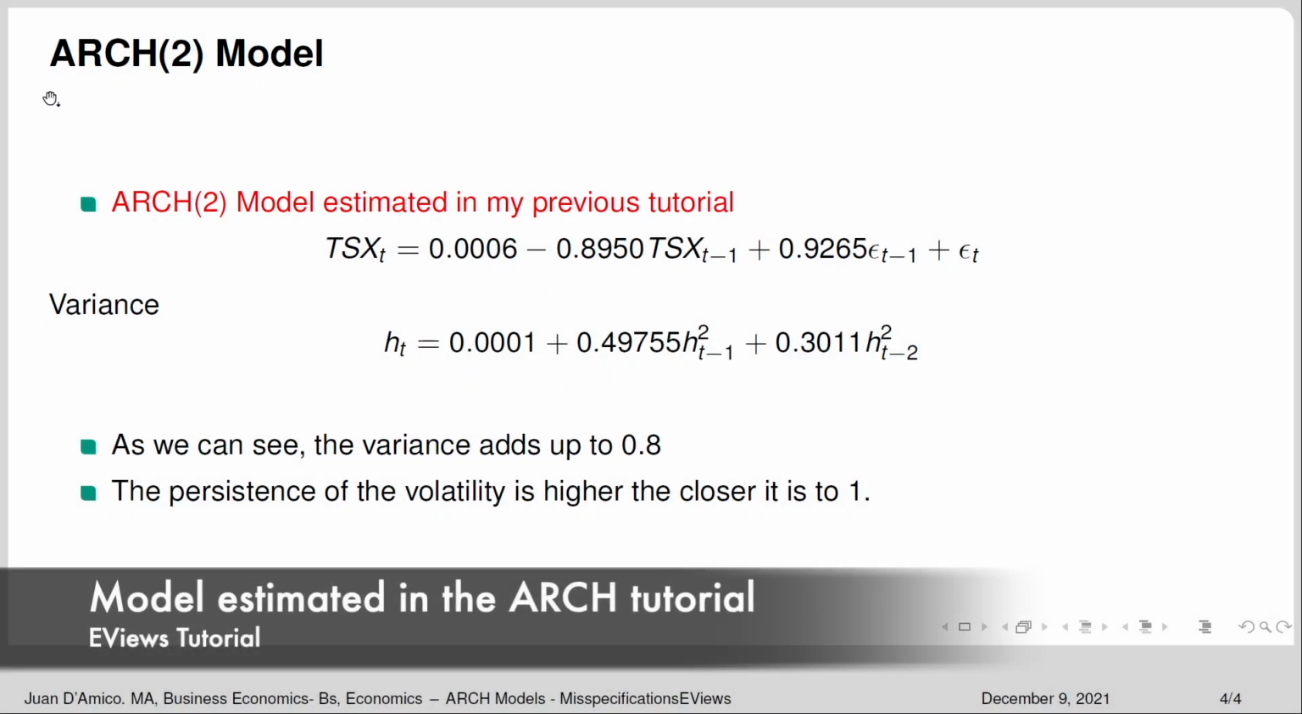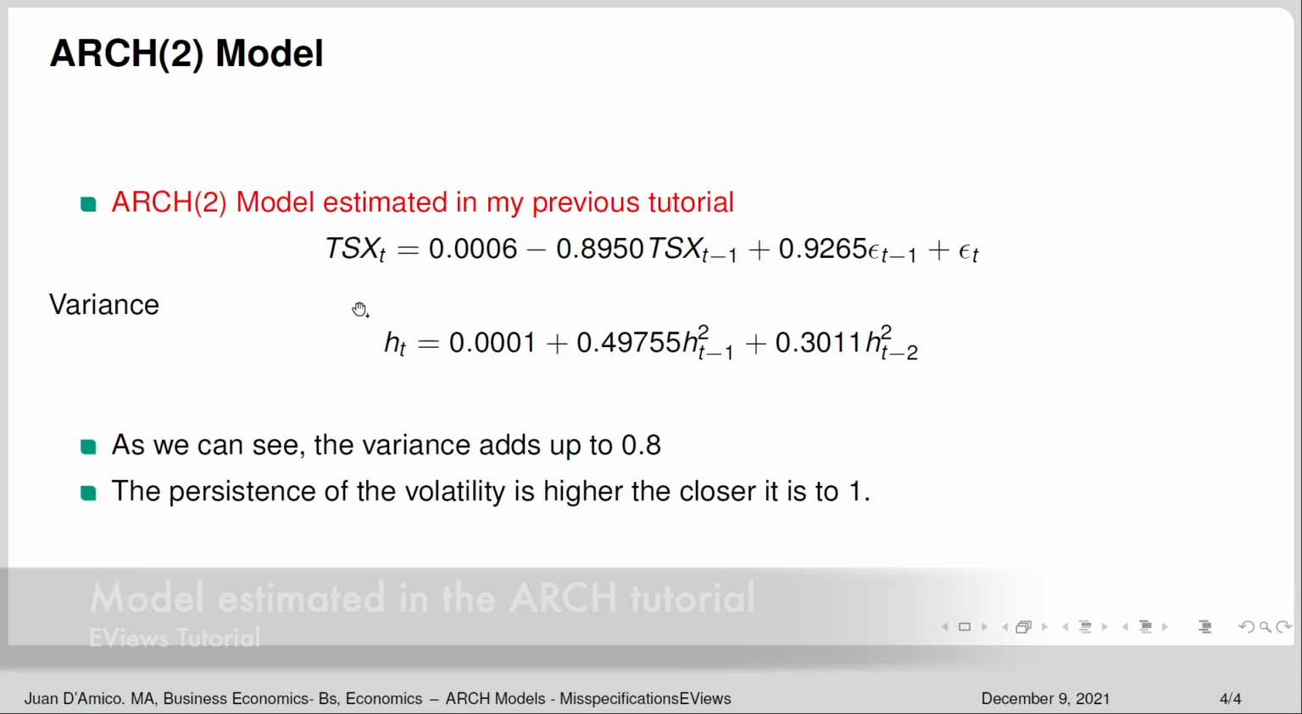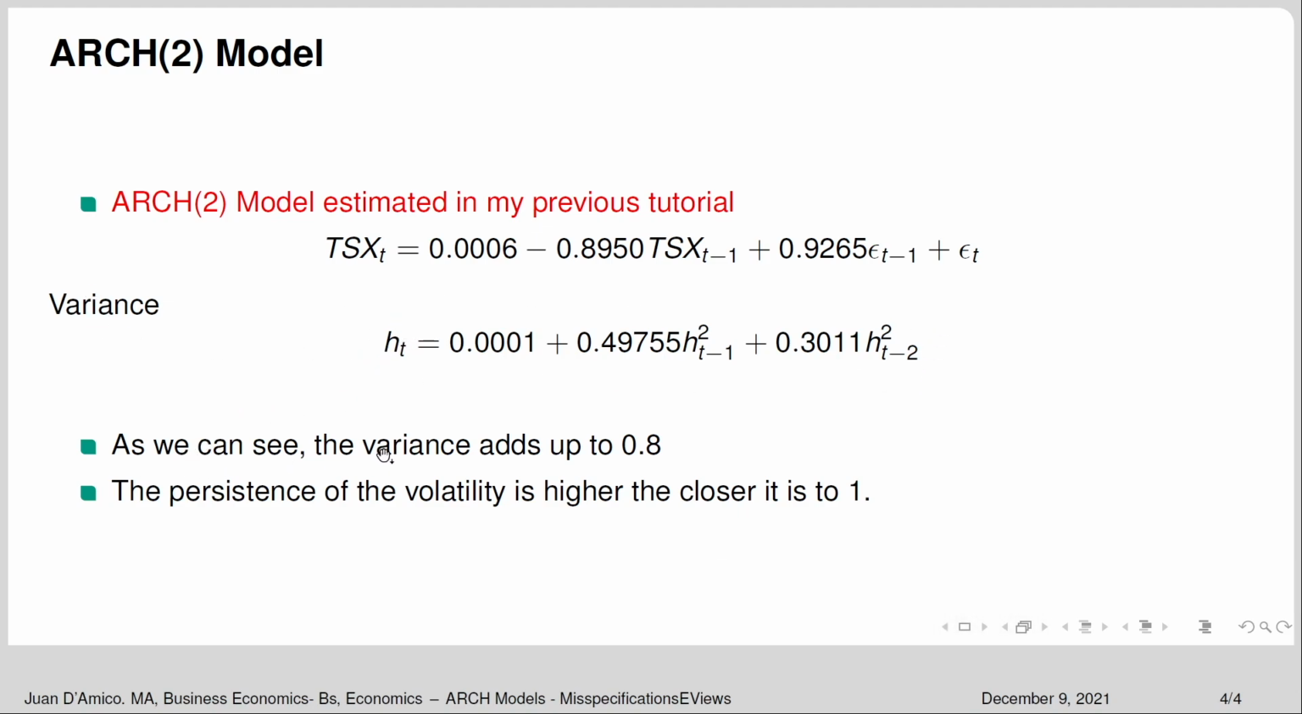The model that we had estimated was the ARCH(2) model. This was the mean specification, and this was the variance specification. As we could see, the sum of the ARCH terms adds up to 0.8 if we add these two terms. And what we are saying then is that the persistence of the volatility is higher the closer that it gets to 1. In this case, it's 0.8, so it's quite close to 1. The volatility persistence is quite high. Let's go now into EViews and let's see what are the common mistakes that we can make when we're trying to specify an ARCH model.